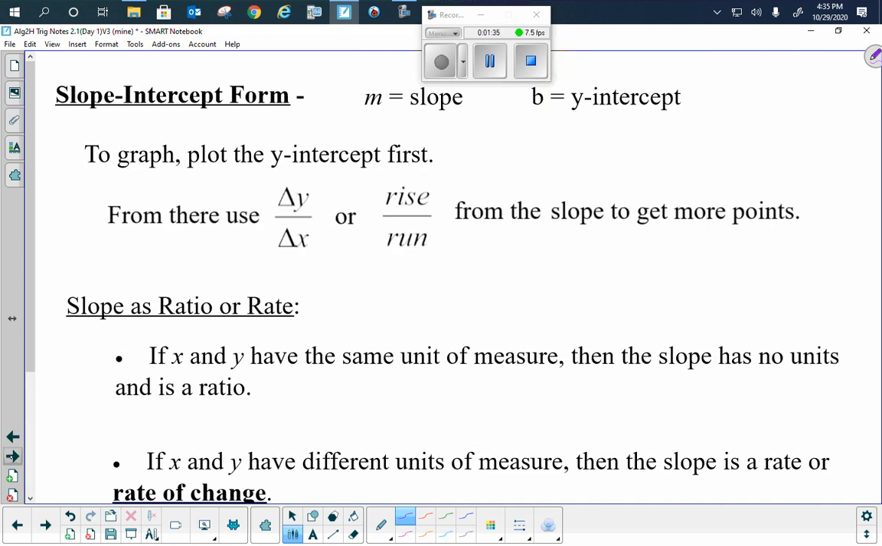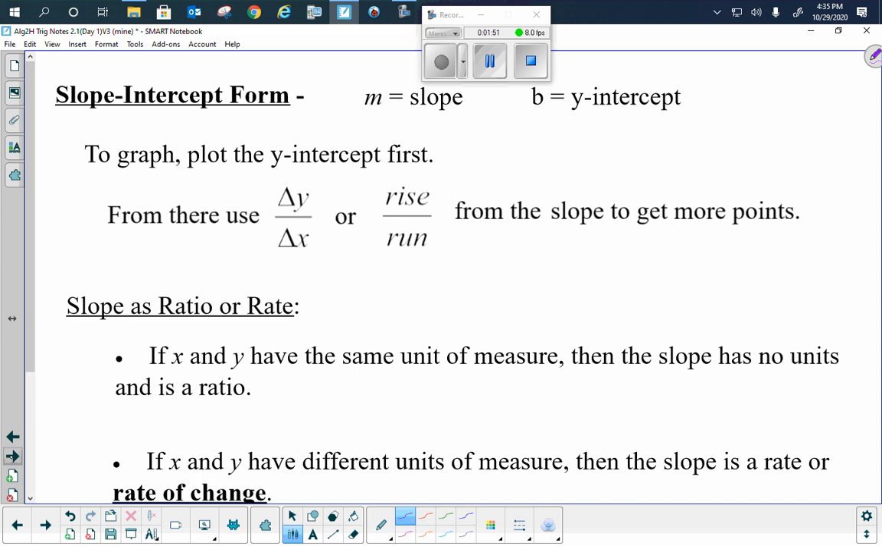In the slope-intercept form of a line, like we said, m is your slope, b is your y-intercept. To graph it, you plot your y-intercept first. From there, use your change in y over change in x, or your rise over your run, however you want to think of that, from the slope to get more points.